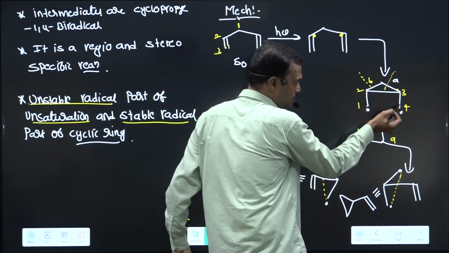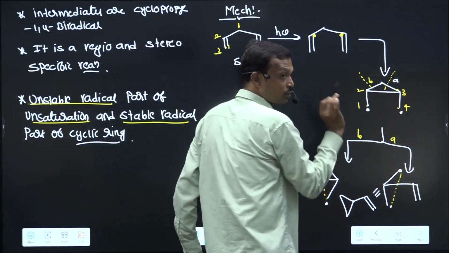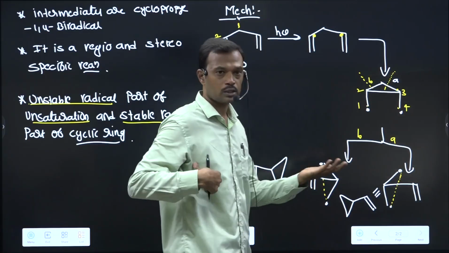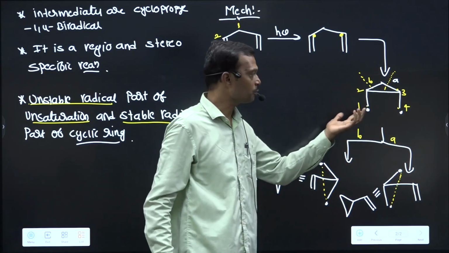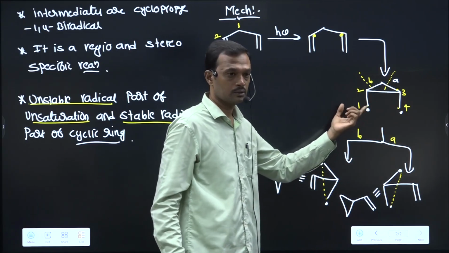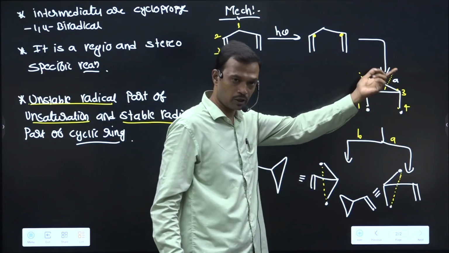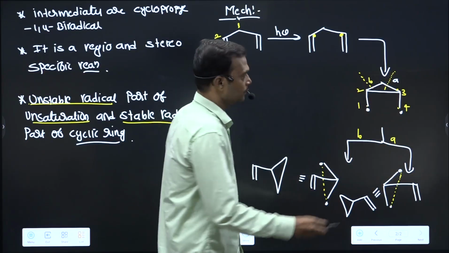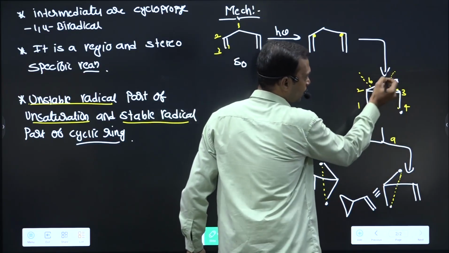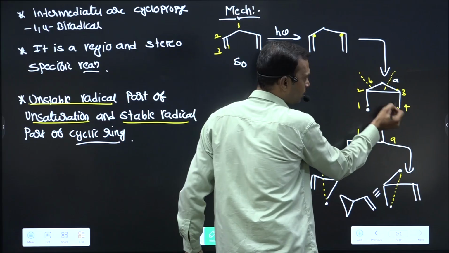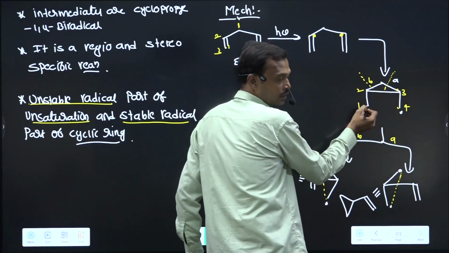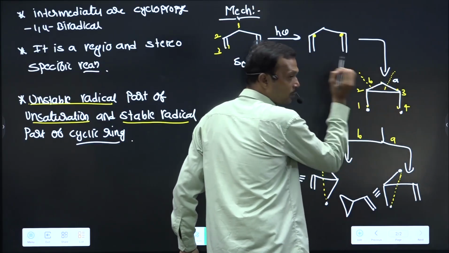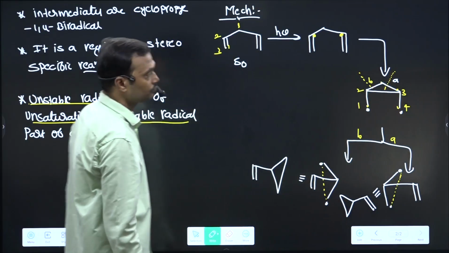Suppose right side is unstable. We need to break right side only. Now between these two radicals, which is more stable? Both are same. We can't give priority for right side or left side. Suppose if right side is unstable, if I give any new molecule, if right side is unstable, at that time we need to break right side. This side we need to break. If you break here, this radical, double bond, this radical ring. Which means stable radical part of ring, unstable radical part of double bond. Right.